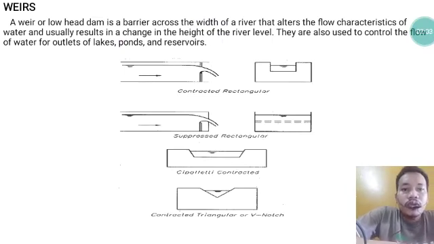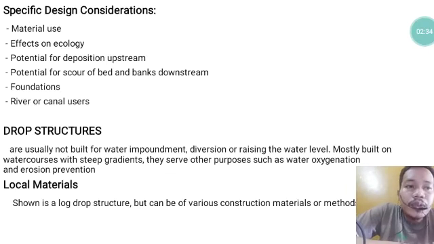So next is weirs. A weir or low head dam is a barrier across the width of a river that alters the flow characteristic of water and usually results in a change in the height of the river level. So these are the types of weirs: contracted rectangular, suppressed rectangular, Cipolletti, contracted triangular or V-notch.